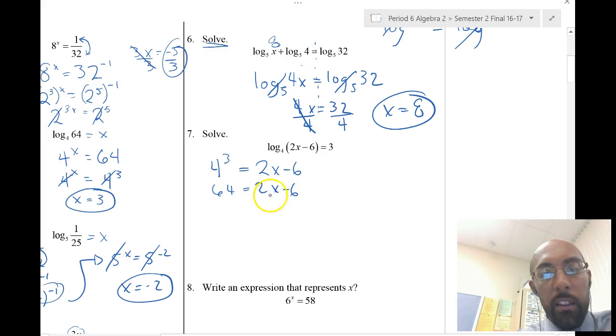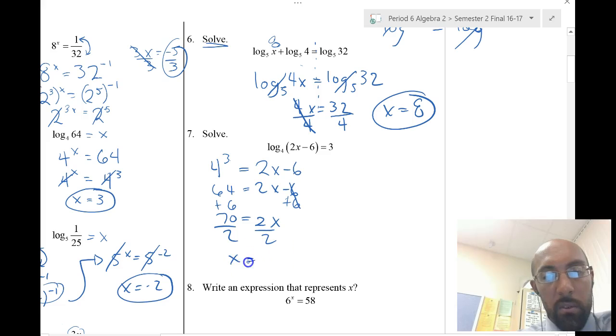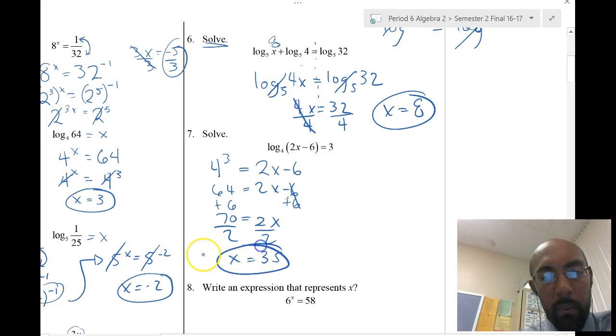Okay, and then just do what you do with solving equations. Add 6 to both sides. 64 equals 70. Divide by 2. And x equals, what is that, 35? And there you go.